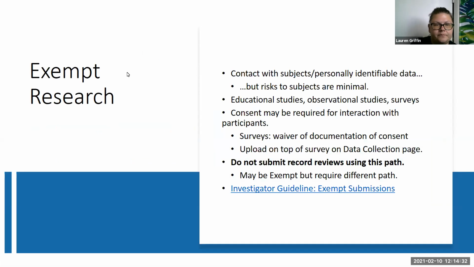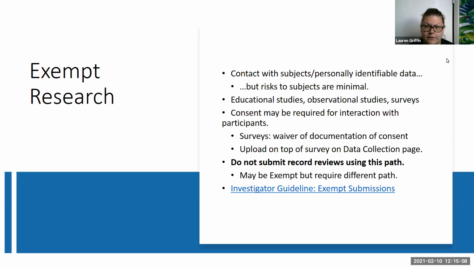So next up is exempt research. Exempt research can involve contact with subjects, but the risks to subjects are minimal. A lot of educational studies, observational studies, things like that fall into this category. If you're going to be observing people out in public, or if you're going to be observing people as they go through a specific process, that might be considered exempt research.